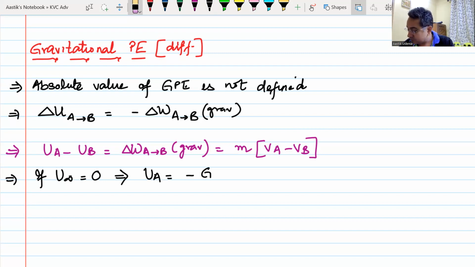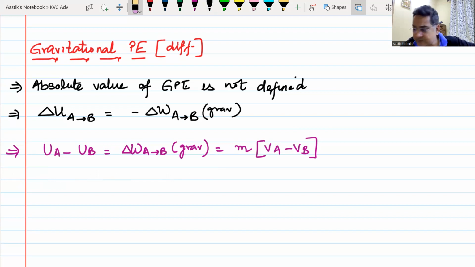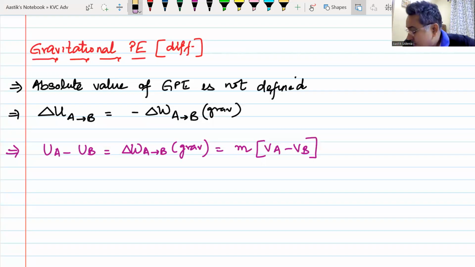So that is how we define it. Do we get this? Yes or no? Yes. So always the absolute value is not defined. It's only change that is defined. I'll give you a minute to note it. Okay.